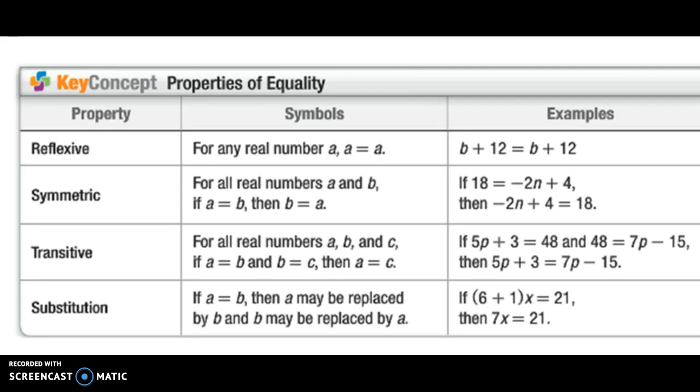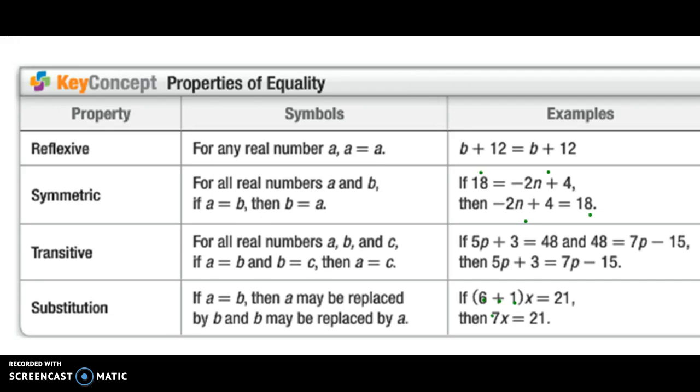If you look in our example, 18 is equal to negative 2n plus 4. Well, also then negative 2n plus 4 equals 18. The transitive property: if a is equal to b and b is equal to c, then a has to be equal to c. You'll see an example right there that's using variables. And finally, substitution. If a equals b, then a can be replaced by b at any time. You'll see right here, 6 plus 1 times x is 21. Well, 6 plus 1 is equal to 7, so I can just replace that as 7x equals 21.